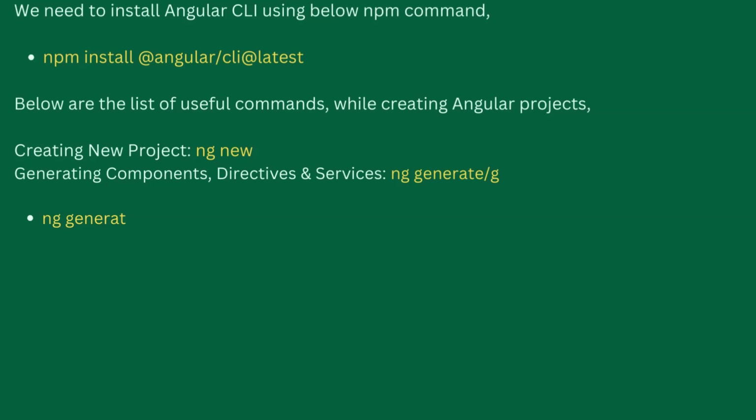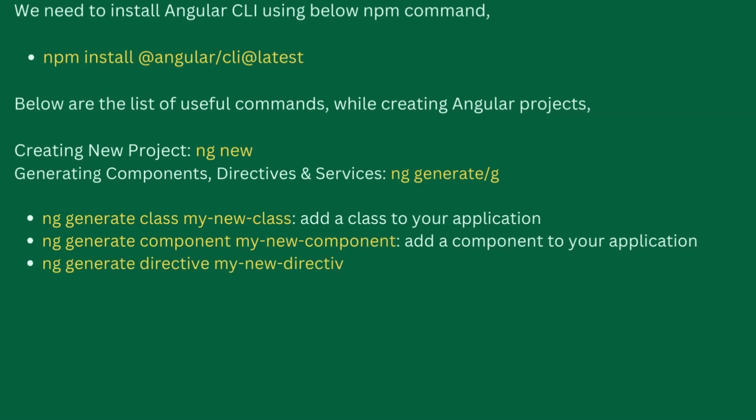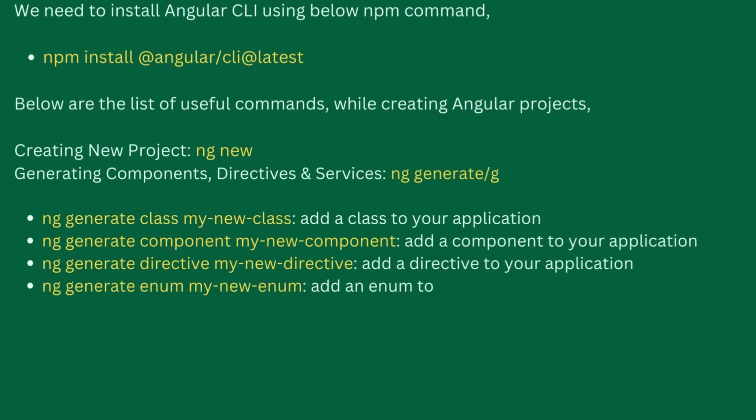Creating a new project: ng new. Generating components, directives, and services: ng generate or ng g. ng generate class myNewClass adds a class to your application. ng generate component myNewComponent adds a component to your application. ng generate directive myNewDirective adds a directive to your application. ng generate enum myNewEnum adds an enum to your application.